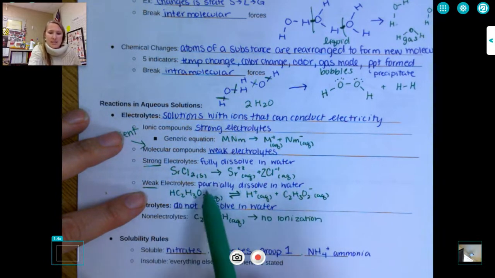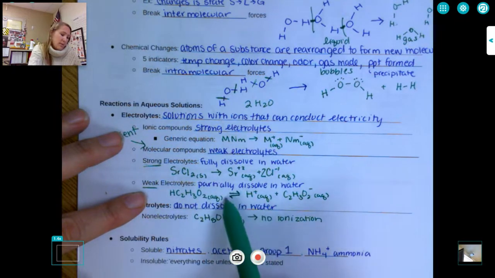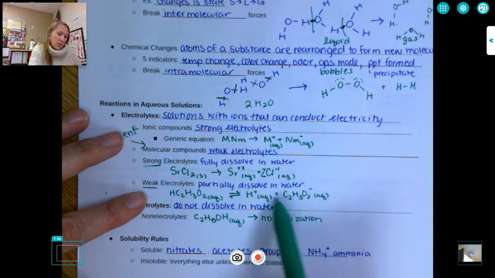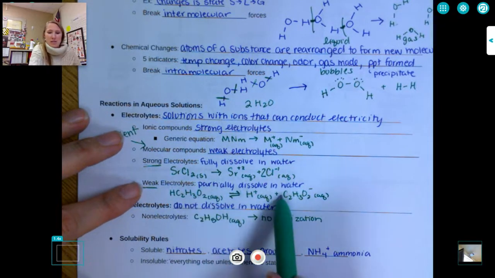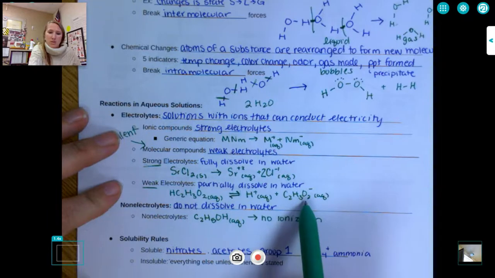Some of it stays as acetic acid. So we have a double arrow here to show that sometimes we're over here, sometimes over here. But these usually lie on the left side because not much of it goes over to being dissolved.